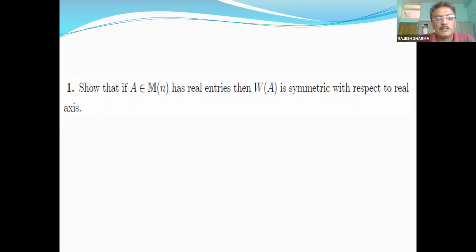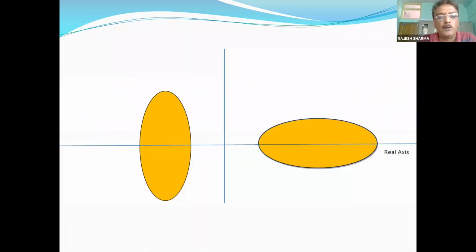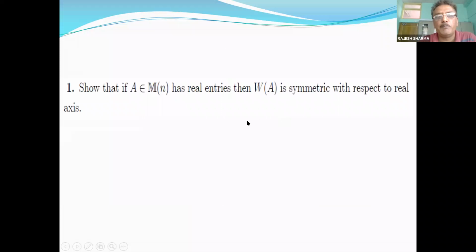Yes, this is the first question. Show that if A belonging to Mn has real entries, then the numerical range is symmetric with respect to the real axis. Does anyone want to comment? Symmetric with respect to the real axis means that what is above the real axis has a mirror image below the real axis, likewise in this or any other figure. This is very simple. Anybody want to comment on this question?